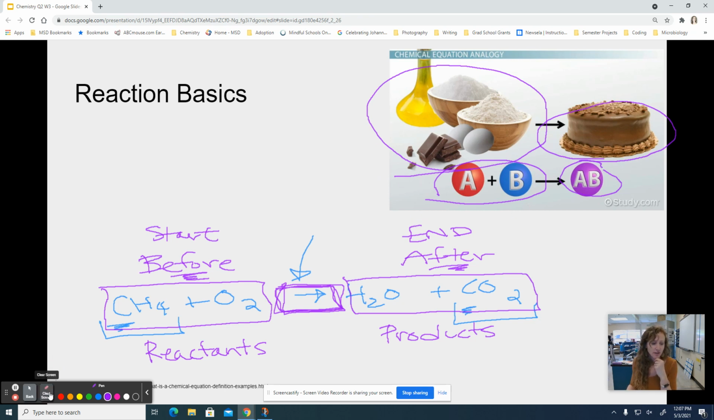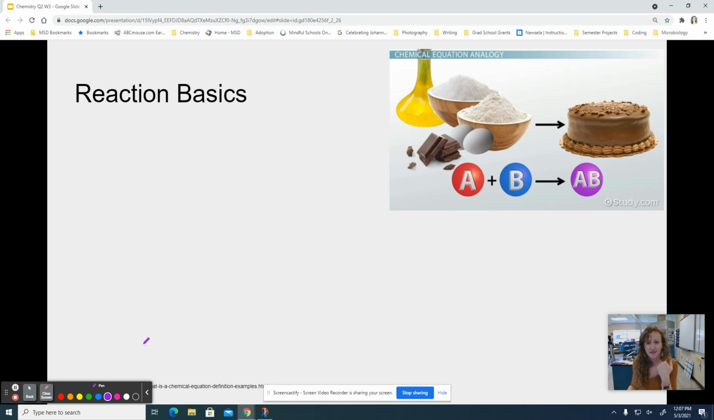Now, we understand this in baking, but we tend to forget these things when we're just looking at symbols and not pictures. And so one of the big concepts that you need to train your mind to see when you're looking at these symbols is the fact that reactants are used and products are made.